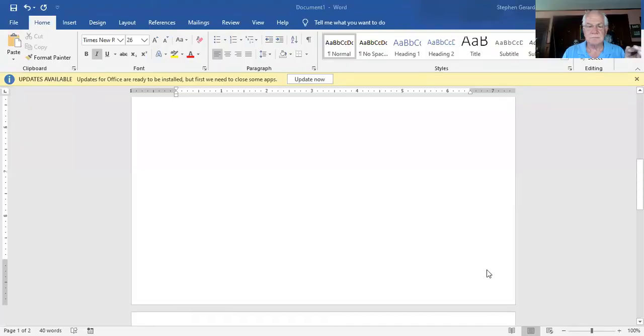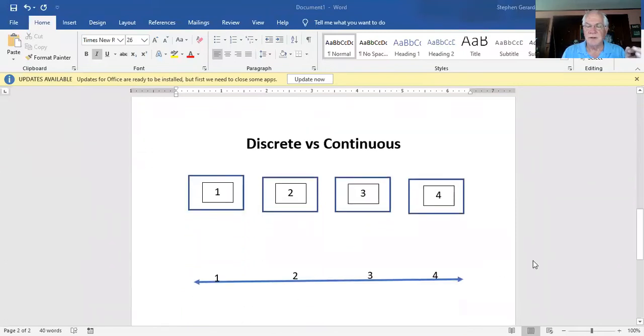Now, one of the other things, and let's share my screen here again. Another way to think about data is that it's either discrete or it's continuous. I can have 1, 2, 3, or 4 as four numbers on something and have no space between them. There's either a 1 or there's a 2. There's nothing between the 1 and the 2.